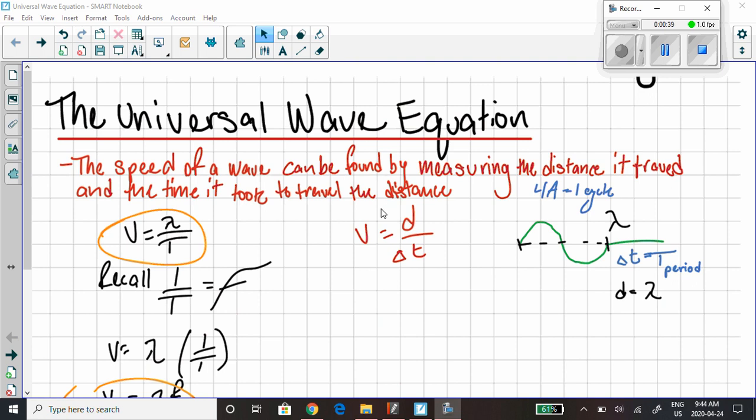Ooh, remember that old equation? Very simple one. Speed is equal to distance over time. How does that apply to a wave? What distance are we talking about exactly? What time frame are we talking about exactly? We need to figure that out. And when we do, we will understand the universal wave equation.